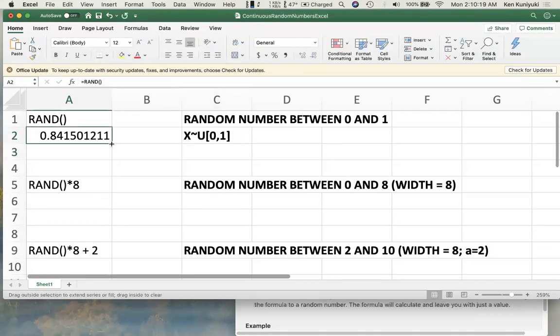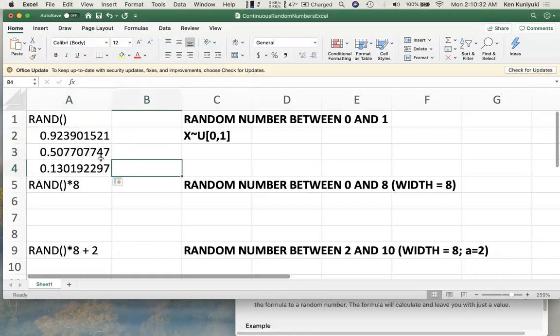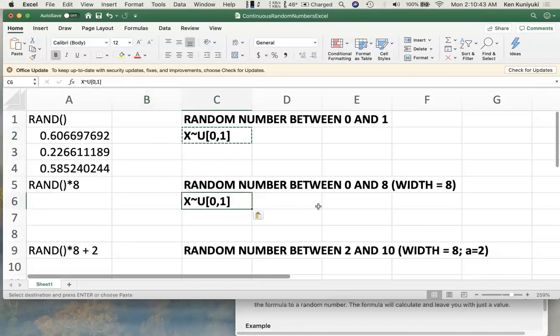In fact, we can take 3 random generates from this distribution, and here we have 3 random numbers between 0 and 1, this continuous uniform distribution. So for example, lower numbers in the interval are no more likely than higher numbers, or vice versa. Now, what if instead of a uniform distribution between 0 and 1, we wanted a uniform distribution between 0 and 8? So we get random numbers between 0 and 8.